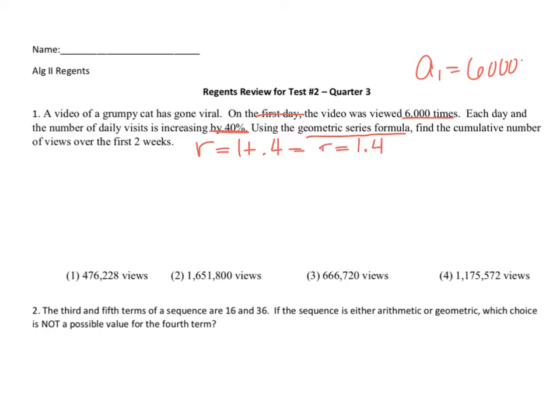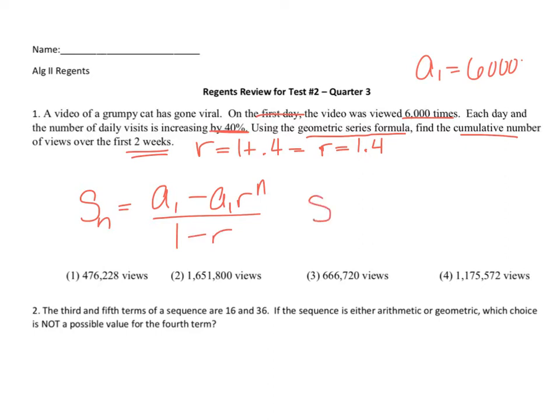Okay? They want you to use the geometric series formula. You would find this on your reference sheet, and then they want you to find the cumulative views over 2 weeks. So we're going to use the SN formula because we're finding a series, which is a sum, because we want cumulative number. That means another word for sum. A1 times 1 minus R to the N all over 1 minus R.